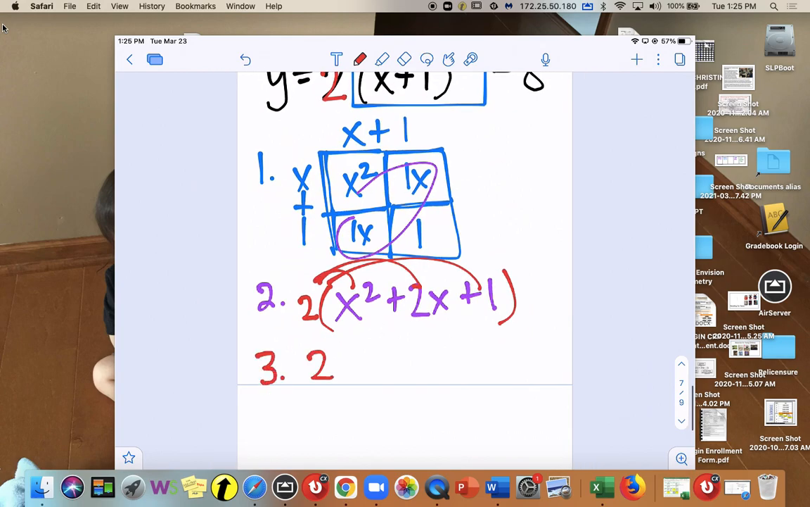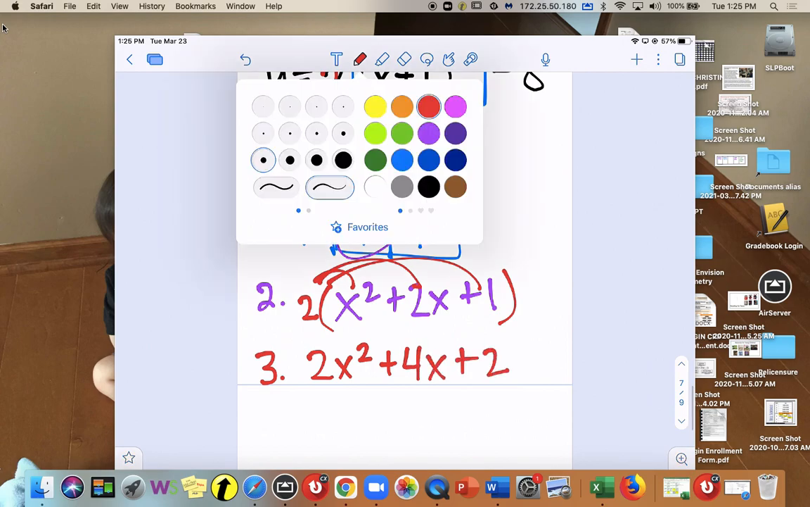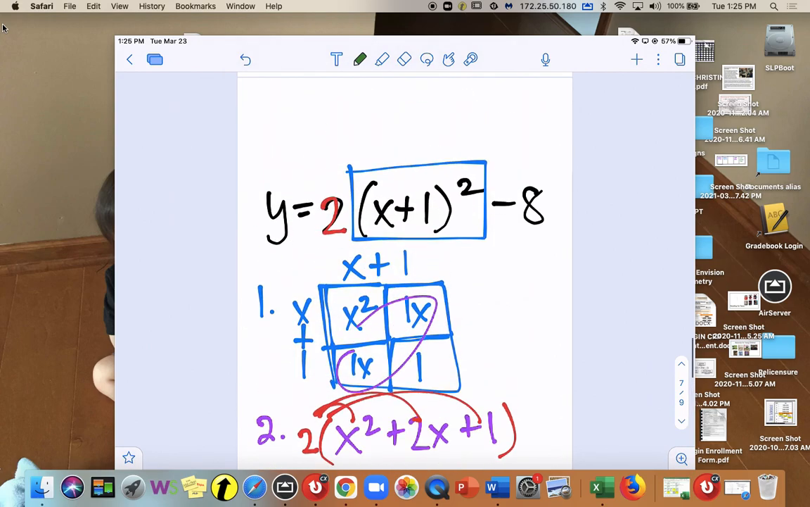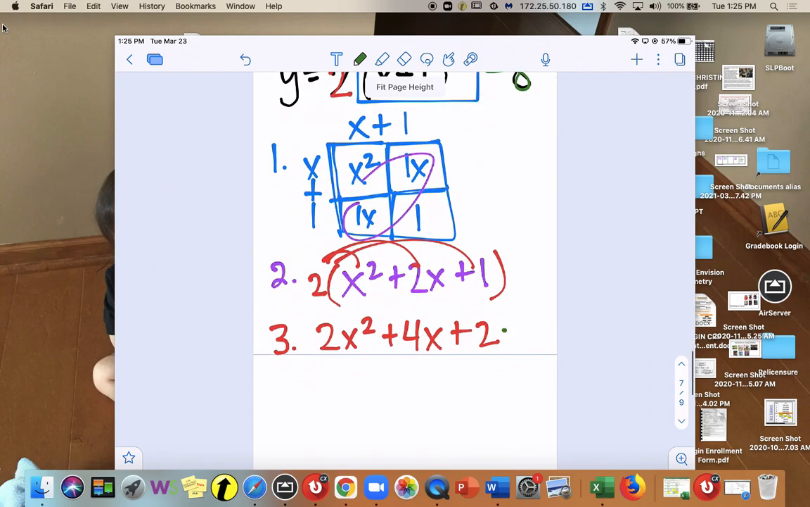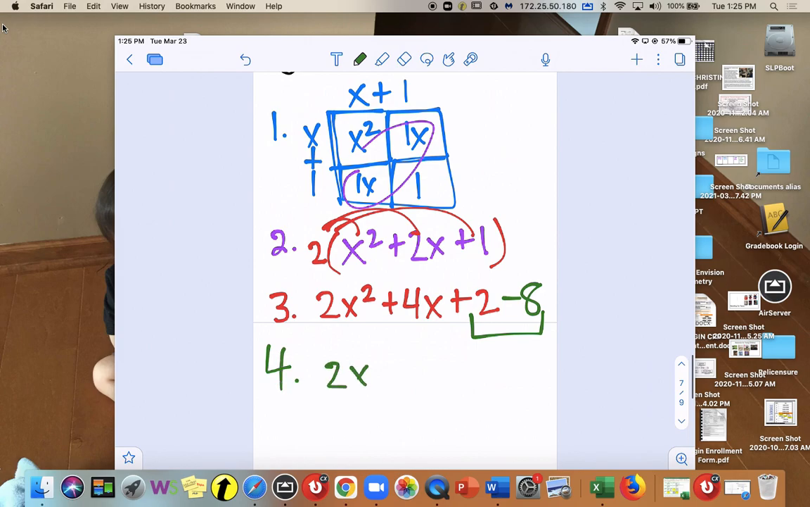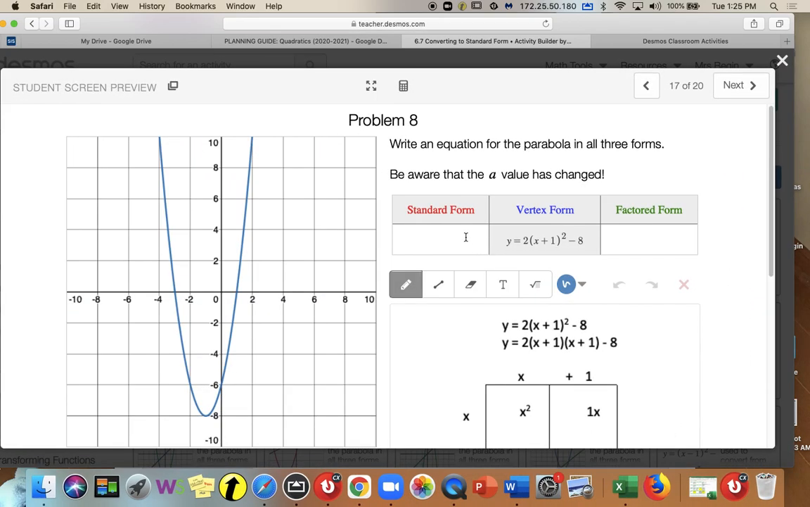So this is step 3. We'll get 2x squared plus 4x plus 2. And then our next step, we have this minus 8 at the end. So I'll stick the minus 8 right there, and we'll combine like terms. So we'll get 2x squared plus 4x minus 6. That looks like an equation that we had earlier. Let's type that in. So y equals 2x squared plus 4x minus 6. You can see it matches up.